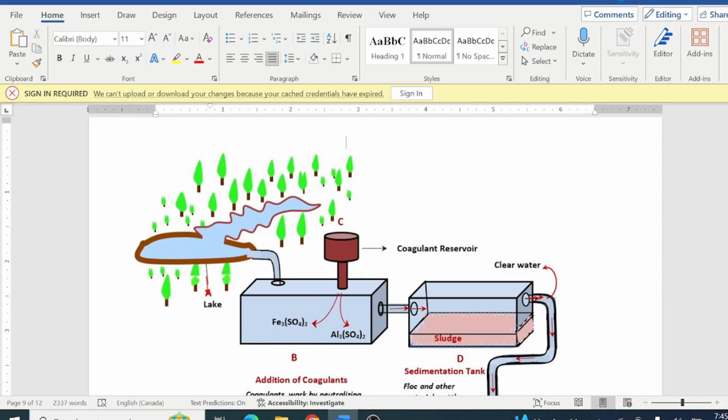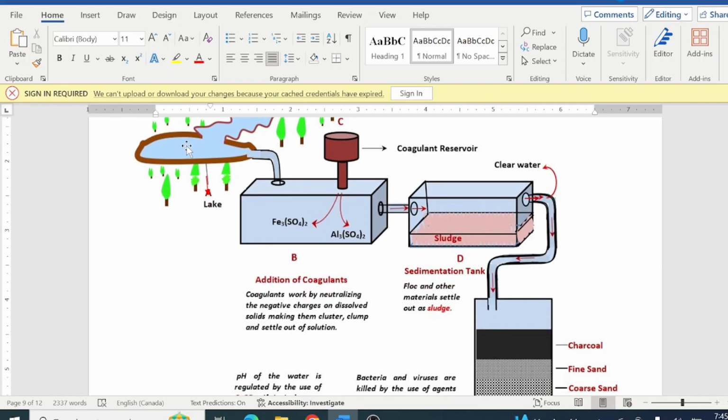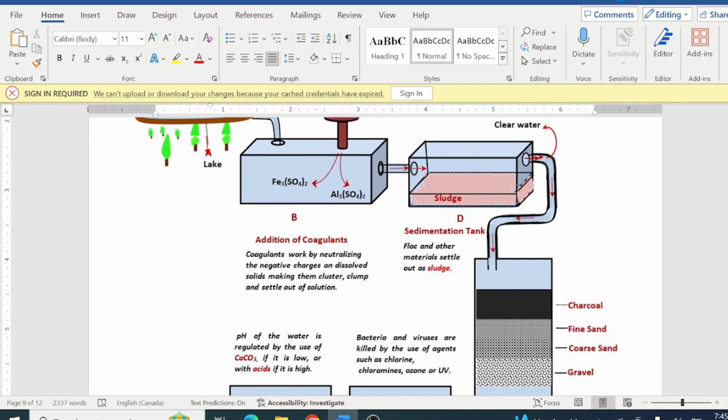So that's my beautiful lake there. Water from the lake or reservoir is pumped into this tank here, and this is where coagulants are added. Right? So coagulants work by neutralizing negative charges on dissolved solids, making them cluster, clump, and settle out of solution. After the coagulants are added here, the water is then sent into the sedimentation tank here. When it sits there for some time, it allows all those sediments to settle down here as what is called a sludge. From here, this sludge is removed mechanically.